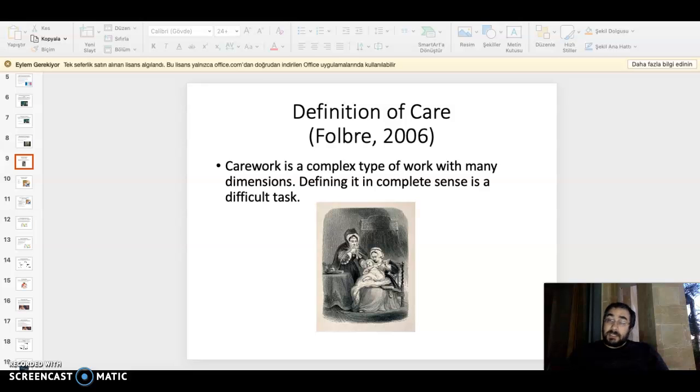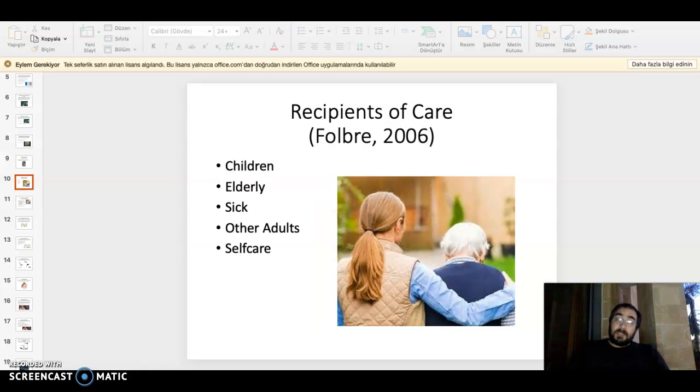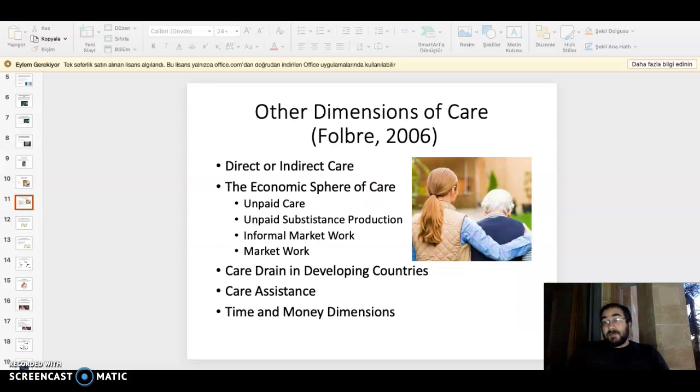In this part, she discussed how care can be measured and what the complexities in measuring care are. And we have already said that she has defined five different groups of people who can be cared for, and then she has defined two different types of care: direct care and indirect care.